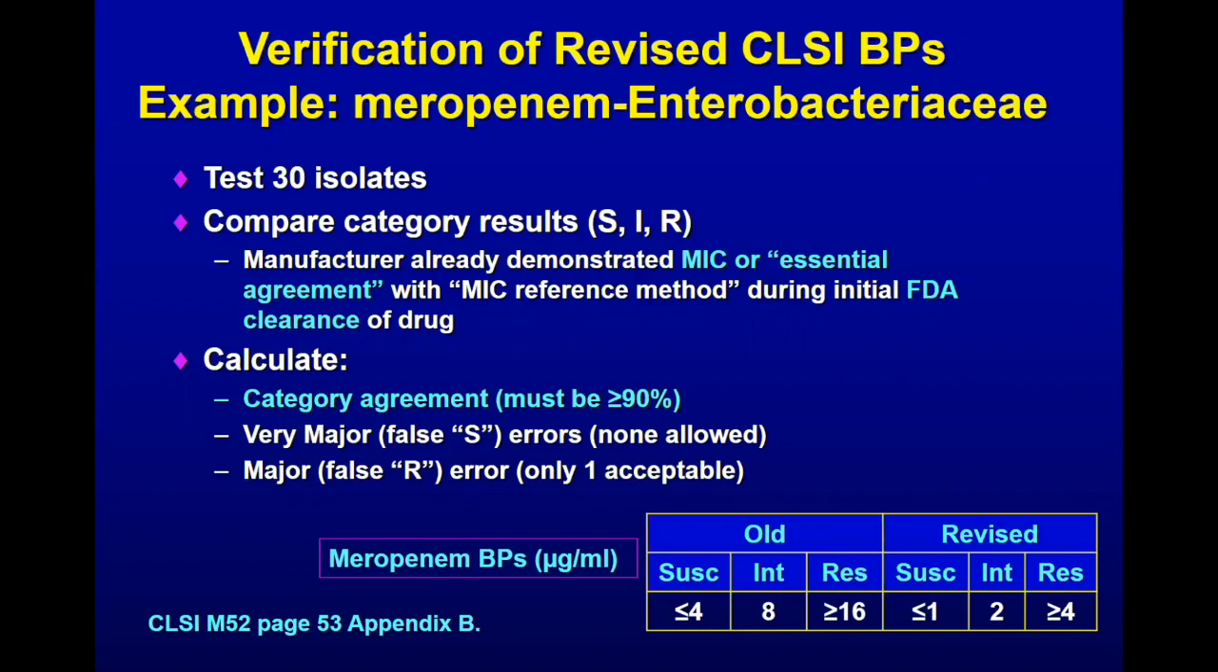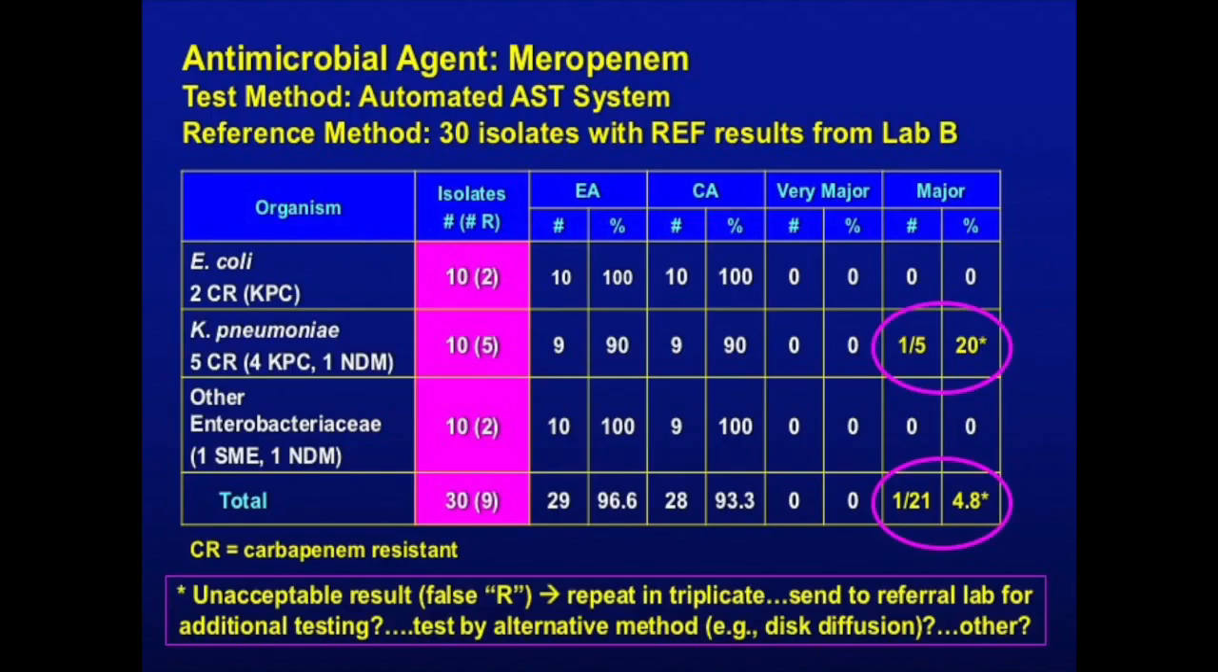That must be greater than or equal to 90%. Very major errors, there should be none allowed in this circumstance. There could be one major error or one false resistant error. So here's an example of the meropenem old and revised breakpoints. Here's an example of what your analysis may look like when testing 30 isolates to include a variety of species of Enterobacteriaceae and a variety of results for the carbapenems, including some isolates with confirmed carbapenemase genes.